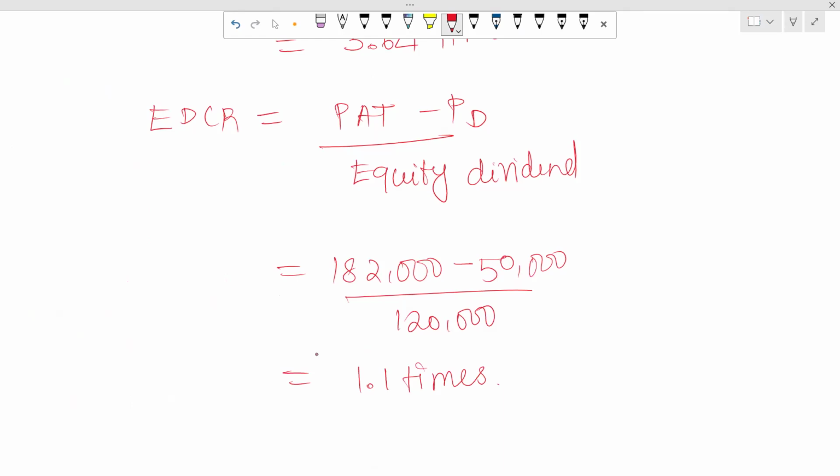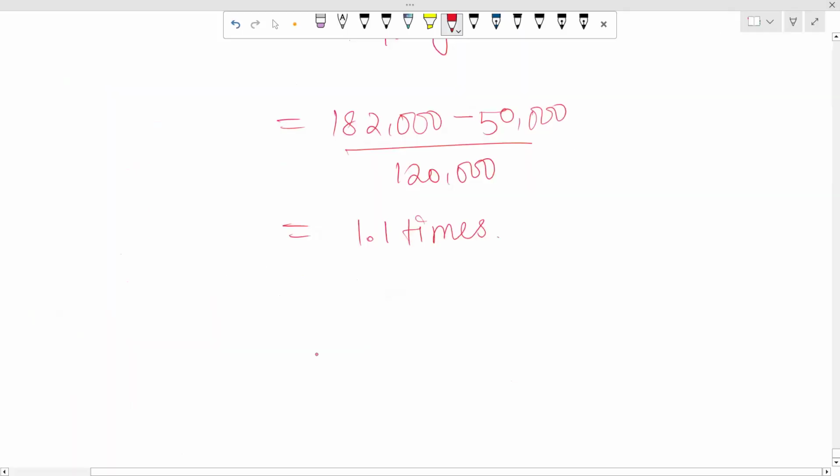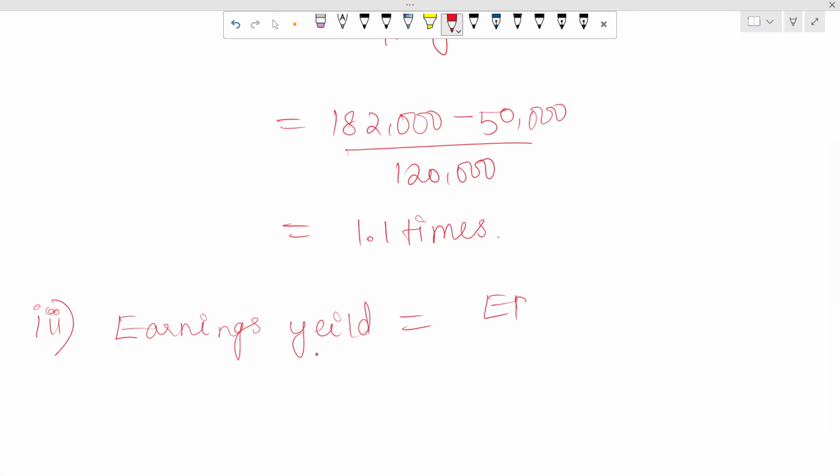Now let's do the third requirement of the question. Earnings yield and price to earnings ratio. Requirement 3. Earnings yield. What is the formula for calculating earnings yield? It is equal to, what is the formula? EPS by MPS. What do we get?